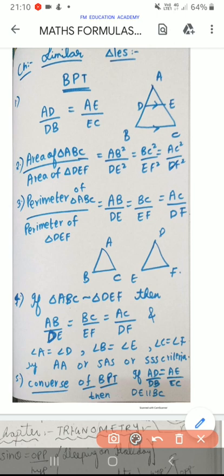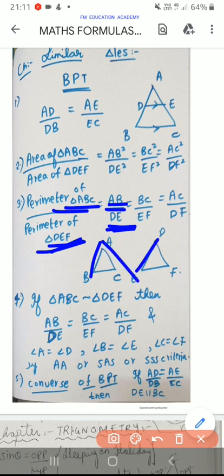Similarly, if the perimeters concept is given, if two perimeters are given, if one side is given, then the ratio of perimeters is equal to the ratio of their sides only. You don't have square in case of perimeters. That is, perimeter of triangle ABC by perimeter of triangle DEF is AB by DE, that is equal to AC by DF, that is equal to BC by EF.